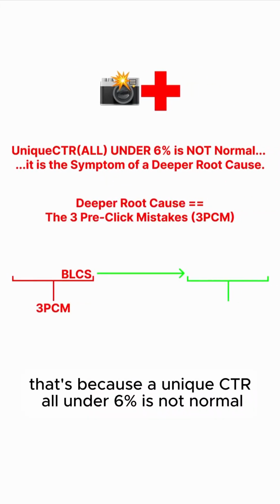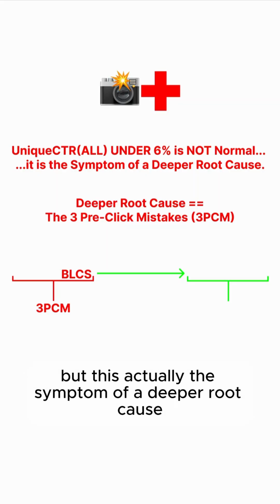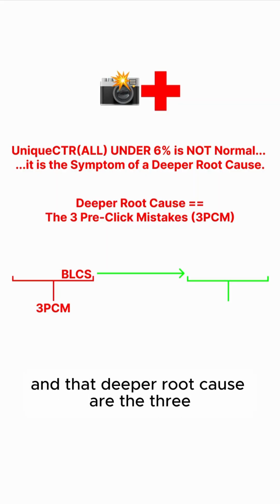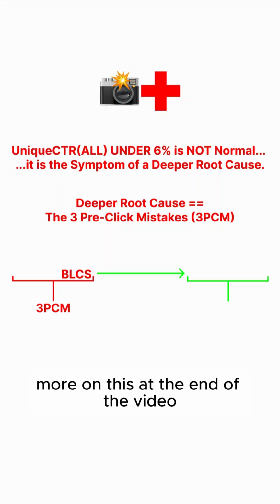That's because a unique CTR under 6% is not normal. It's super common, it's the most common thing I've seen, but it's actually the symptom of a deeper root cause. And that deeper root cause is the three pre-click mistakes, the three PCM. More on this at the end of the video.